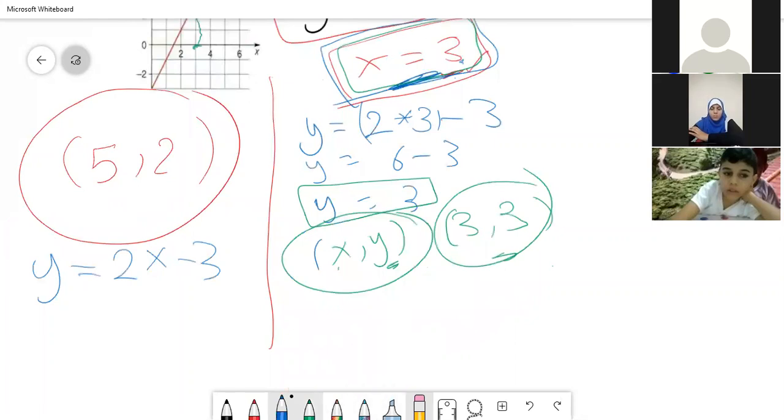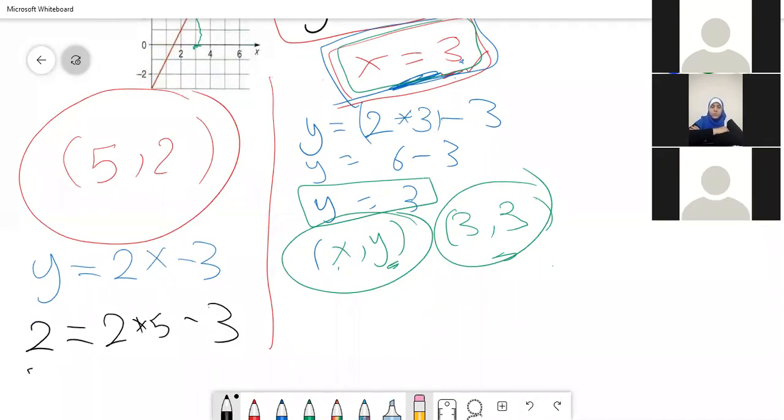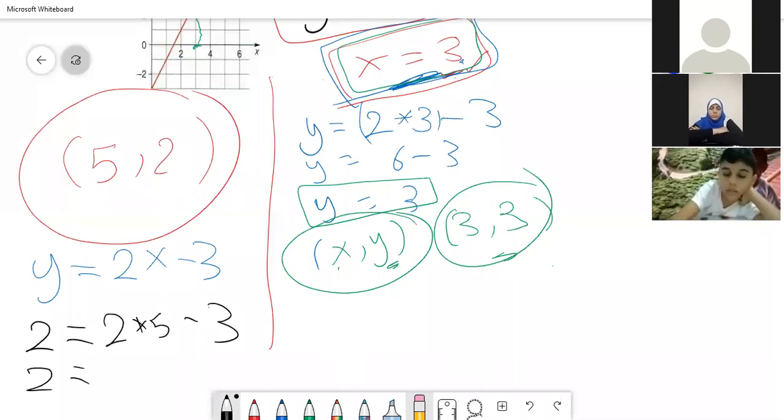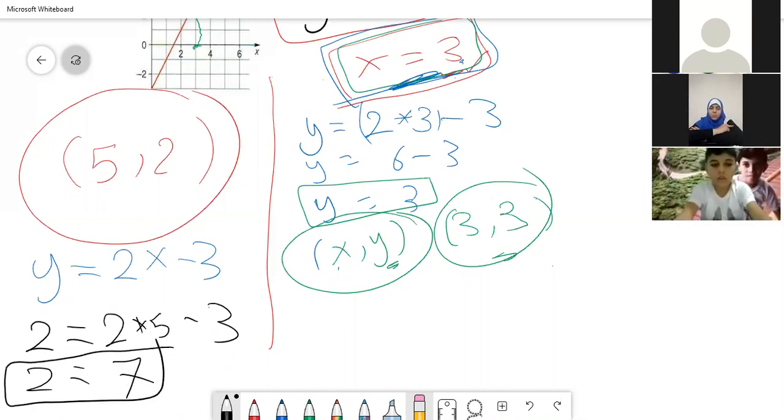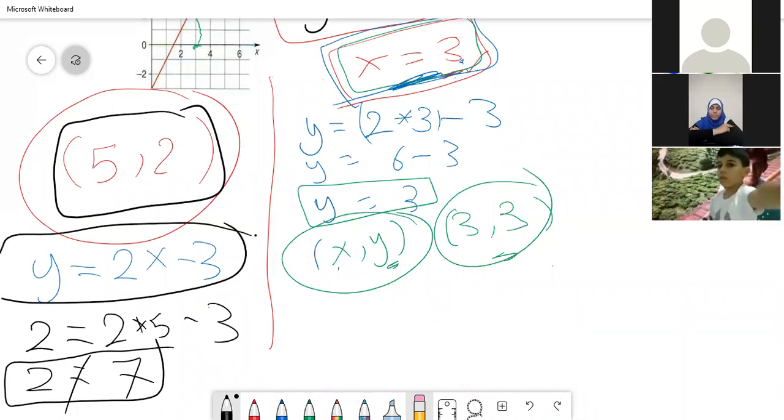In this case, what is y? y is 2. What is x? x is 5. So 2 equals 2 times 5 minus 3. 2 times 5 is 10. 10 minus 3 is 7. So 2 is not equal to 7, right? Yes. So this means this point is not on this line because it doesn't satisfy the function of the line.